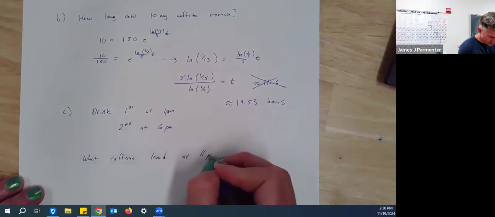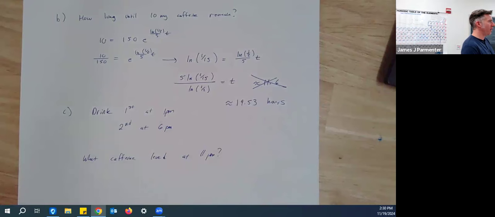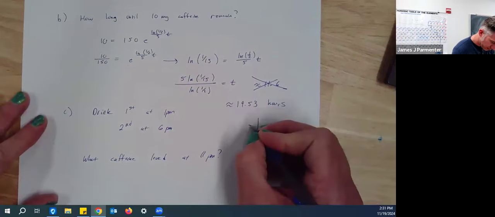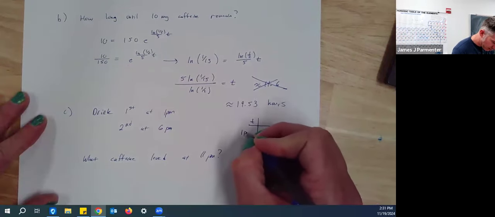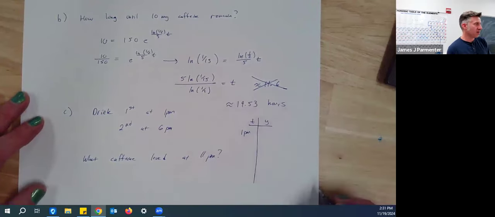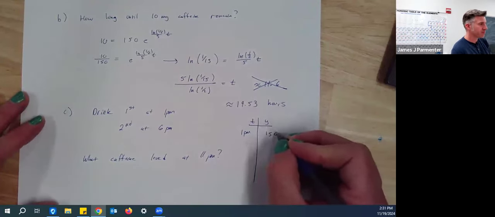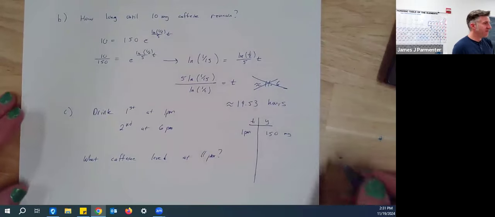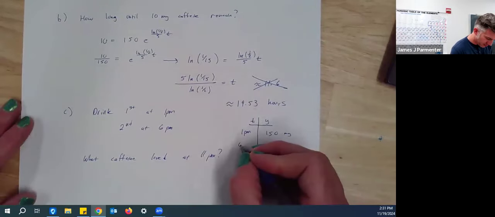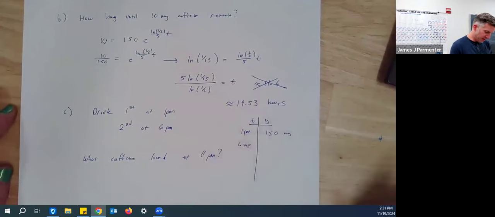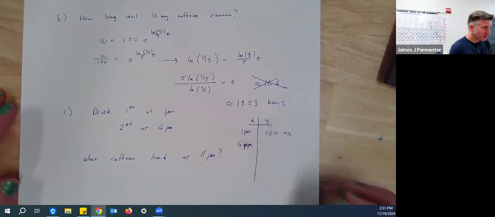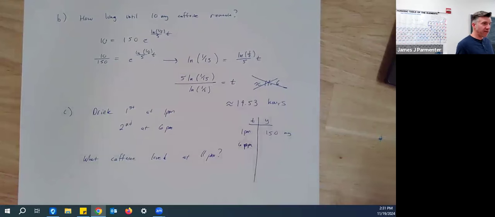at 11 p.m.? This is not a question we should try to plug numbers into a function for. This is definitely a time to use the fact that we know exactly the half-life is 5 hours. So at 1 p.m., we know the amount of caffeine in our system is going to be 150 milligrams. And then 5 hours later at 6 p.m., we're going to have half as much as we had because of the half-life.